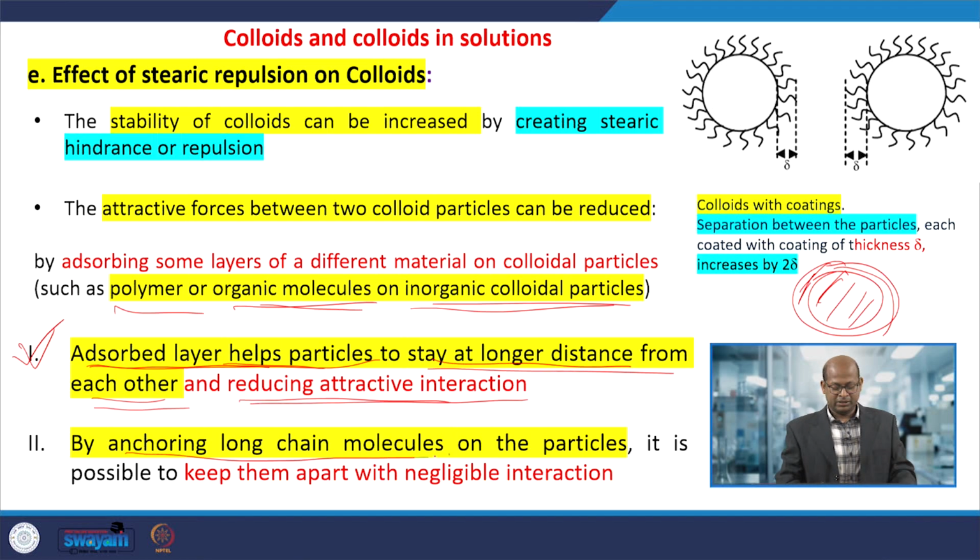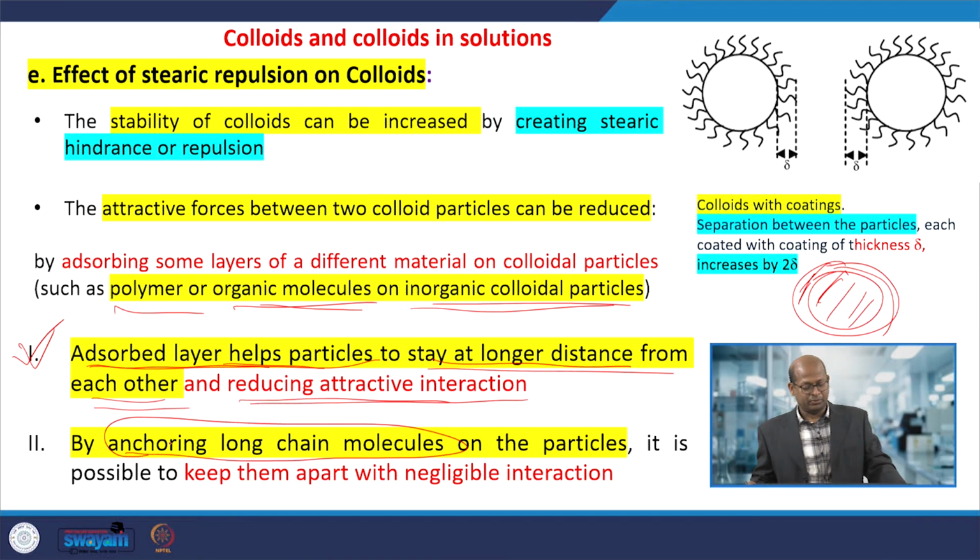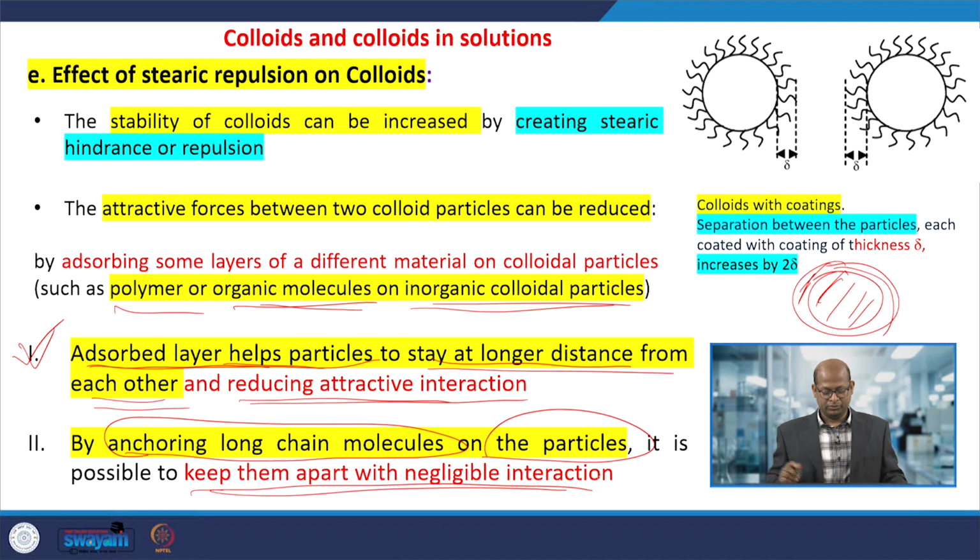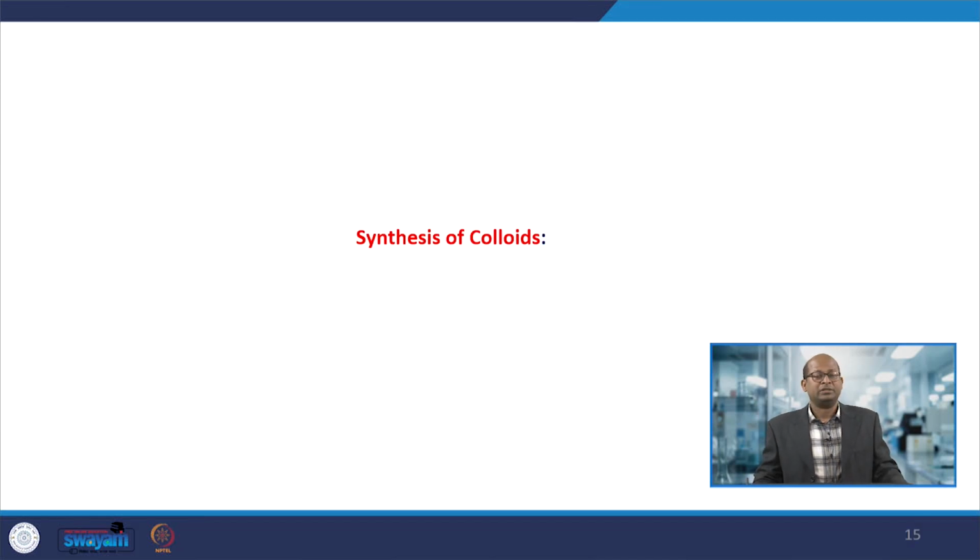Also, anchoring some long chain or polymeric molecules on the surface of the particles keeps them apart with negligible interactions. By using polymeric molecules to form an adsorbing layer over the surface, we can get stable solutions, and the particles can stay away from each other. So I said the development of a stable colloid solution is very challenging, and there are many ways we can develop it.